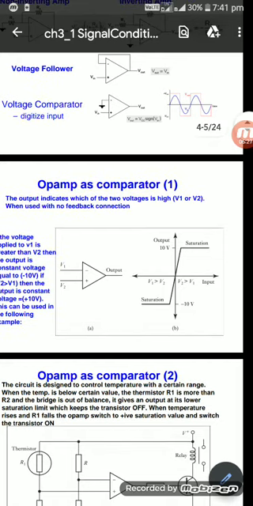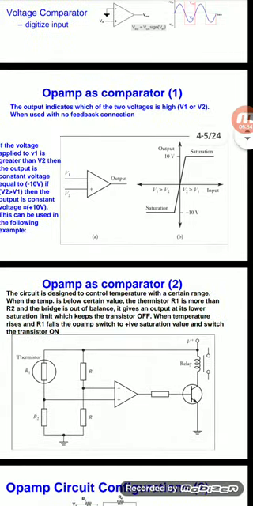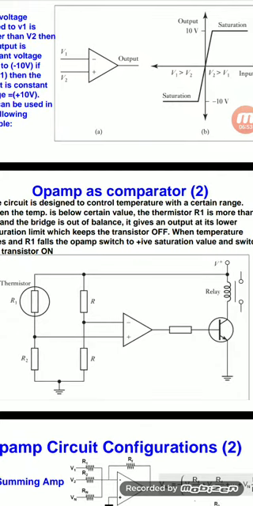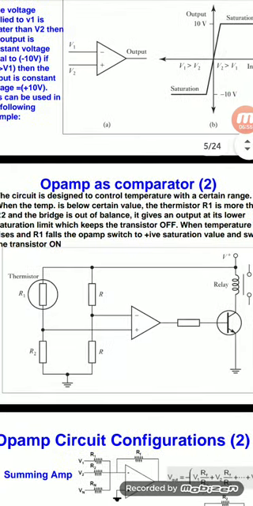So these are the operational amplifier V1, V2 input signals and output signals. This is a waveform of the operational amplifier. This circuit is designed to control temperature within a certain range. When the temperature is below a certain value, the thermistor R1 is more than R2. So given the operational amplifier circuit, R1, R2, and R and R are the resistor values. R1 is the thermistor, and the remaining are resistors.